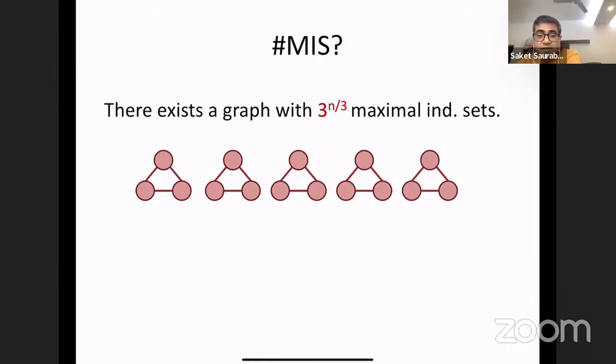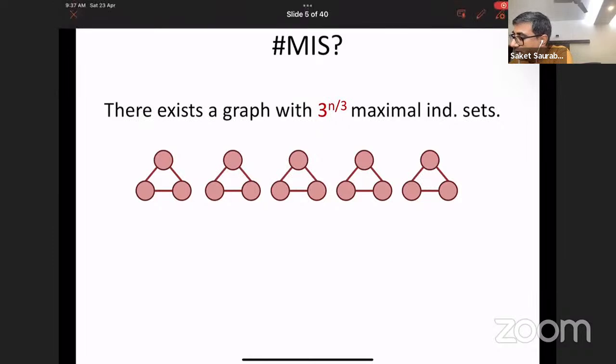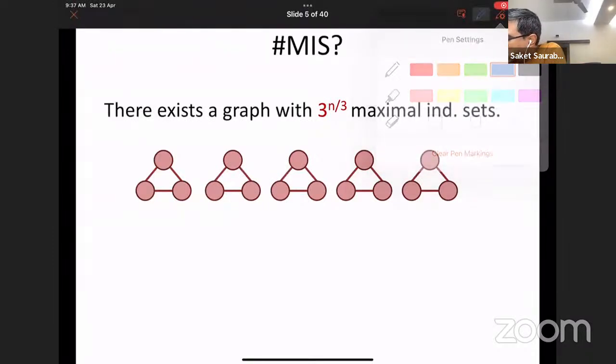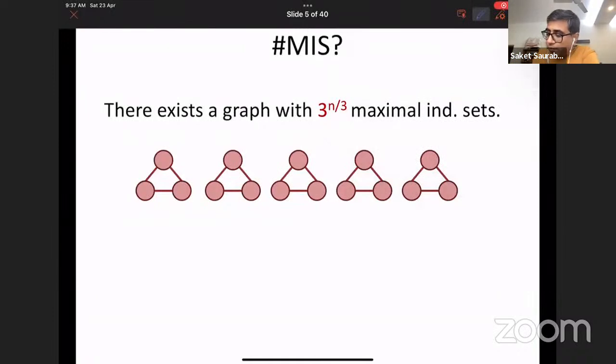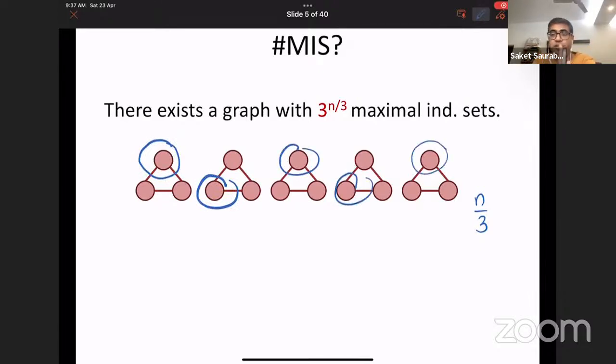Okay, so there exists a graph with 3 to the power n by 3 maximal independent sets. And why is that? Let's see. Notice I have n by 3 triangles. Any maximal independent set will contain at most one vertex from each triangle, right? You can't contain more than one vertex, and every maximal independent set must contain at least one vertex from each of these triangles, which implies that you have 3 choices for the first one, 3 choices for the second one, and hence it is 3 to the power n by 3, right?